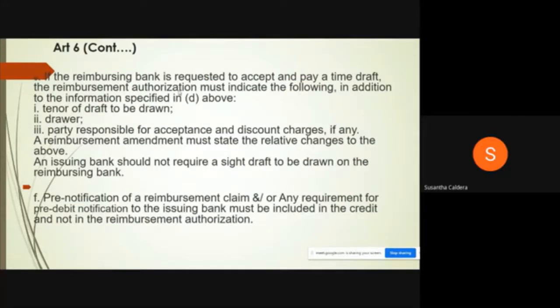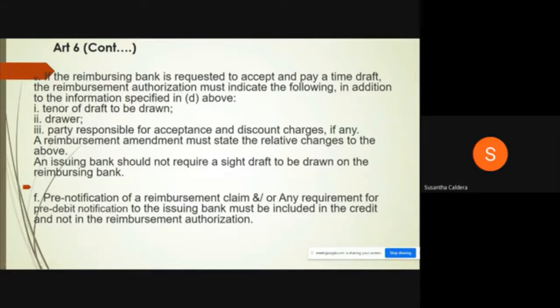If the reimbursing bank is requested to accept and pay a time draft, the reimbursement authorization must indicate the following in addition to the information specified. F, pre-notification of a reimbursement claim or any requirement for pre-debit notification to the issuing bank must be included in the credit and not in the reimbursement authorization. Right?